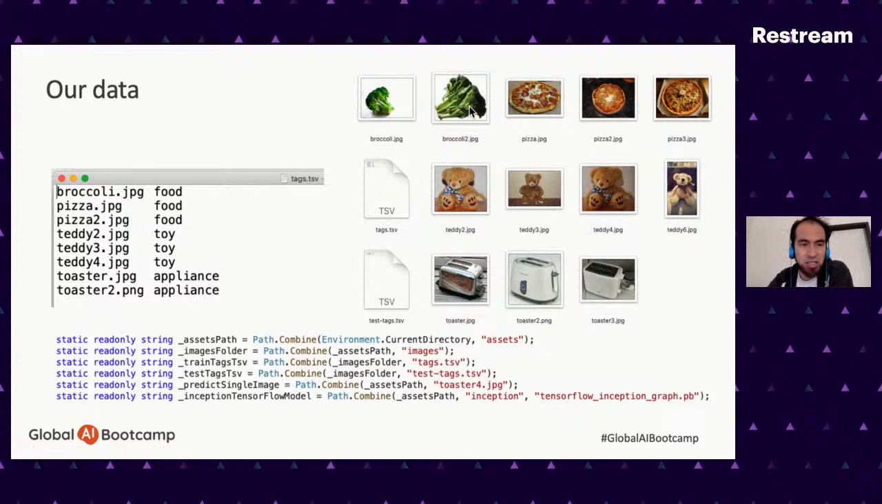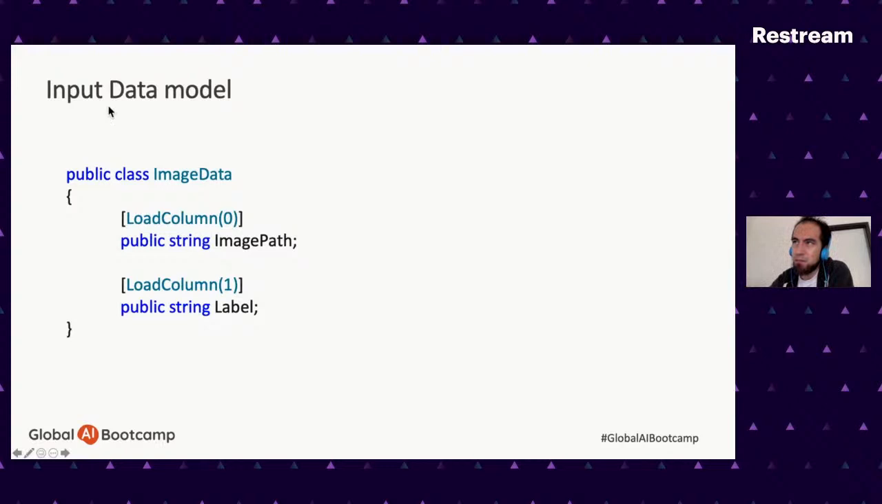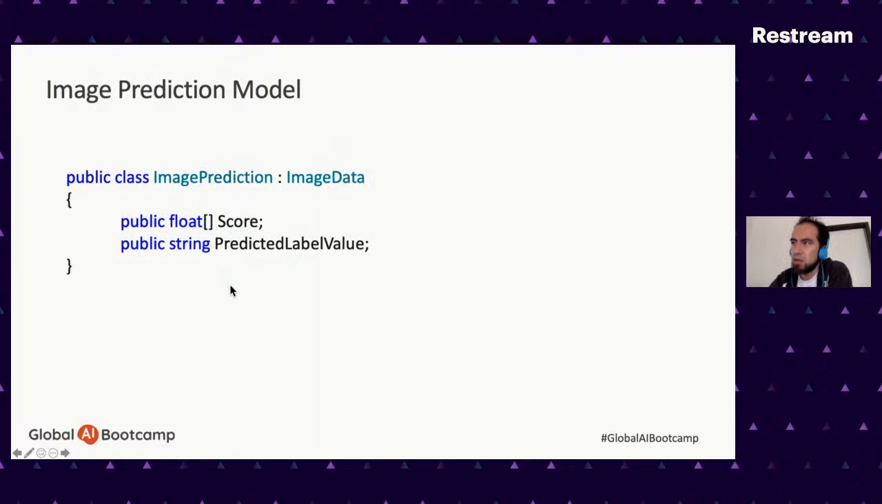So we have one picture of a broccoli and the category is food. We have two pictures of a pizza, the category is also food, and so on. I mentioned that there were two properties and they are used in the input data model. So we have a class with these two properties, image path and label, but the most important thing is the attribute first column, second column. For the image prediction, we also have another class which inherits from image data, that is these two columns, and also the score and the predicted label.